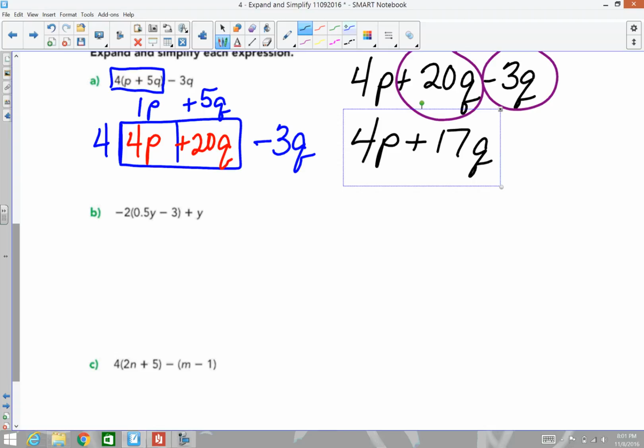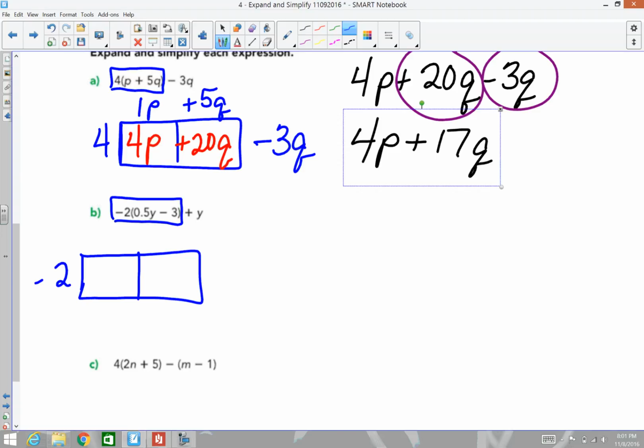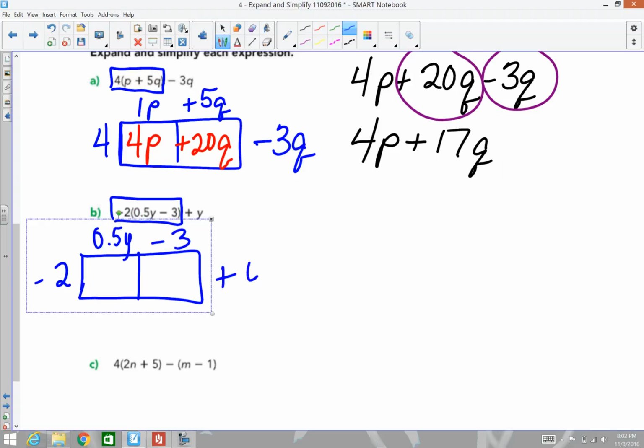Example B. Again, the piece we're distributing is the number being multiplied by the parentheses. Any other addition or subtraction outside of that is extra. So we have -2 on the side, 0.5y minus 3 up top, and then don't forget about the plus 1y. Okay, well 2 times 1/2 is 1, and a negative times a positive will be positive. That's a 1y. And then we have -2 times -3 is positive 6.